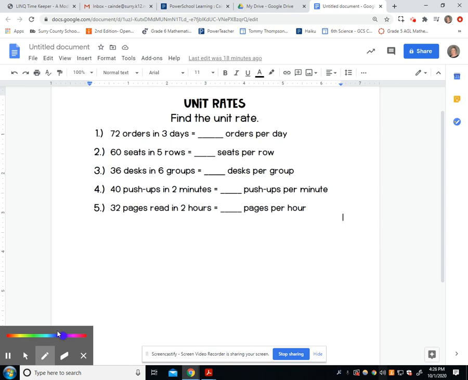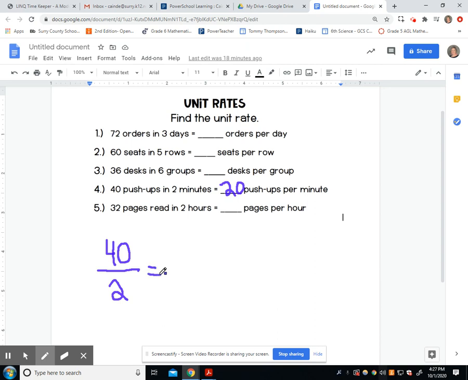Okay, folks, let's go over the answers to questions number 4 and 5. Hopefully, for question number 4, you realize that if someone can do 40 push-ups in 2 minutes, they could do 20 push-ups per minute in 1 minute. We could think of that as a ratio of 40 push-ups to 2 minutes, and I can write that as a fraction.